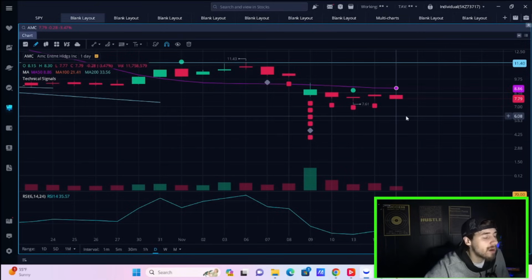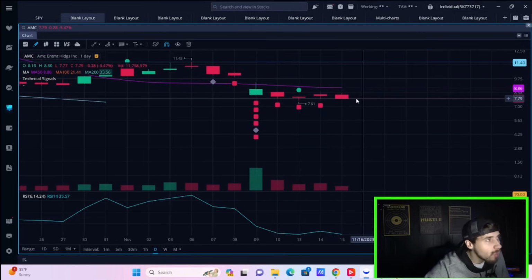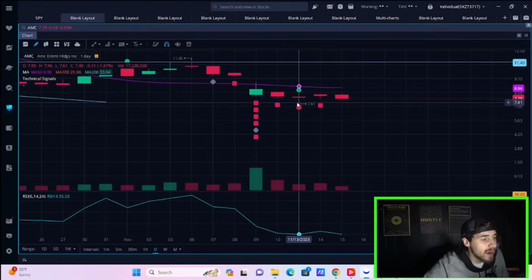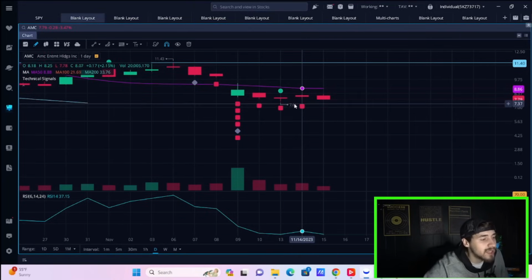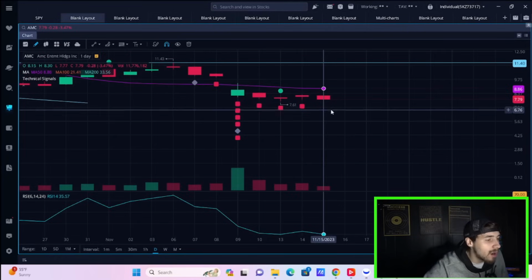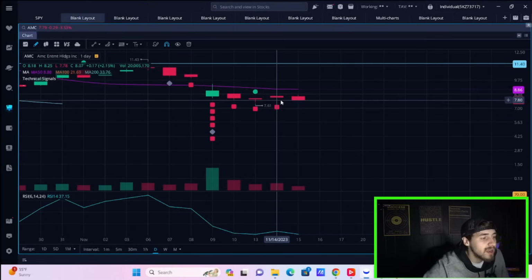Now, the other thing I also want to point out, what I personally like to look for is a wick, right? Like you saw on November 13th, that comes down and is the low. The low point of the wick, as you can see, $7.61 was that low. Well, yesterday the low was $7.77. So not quite as low as the previous day.